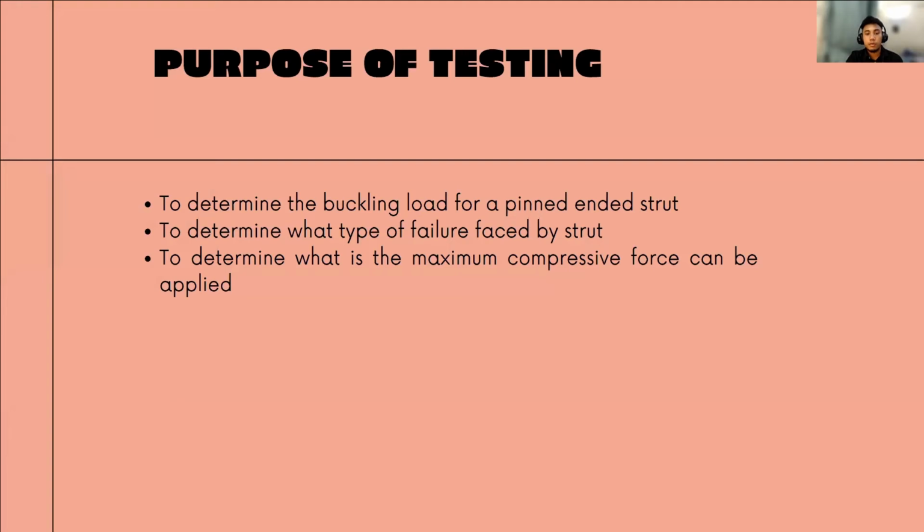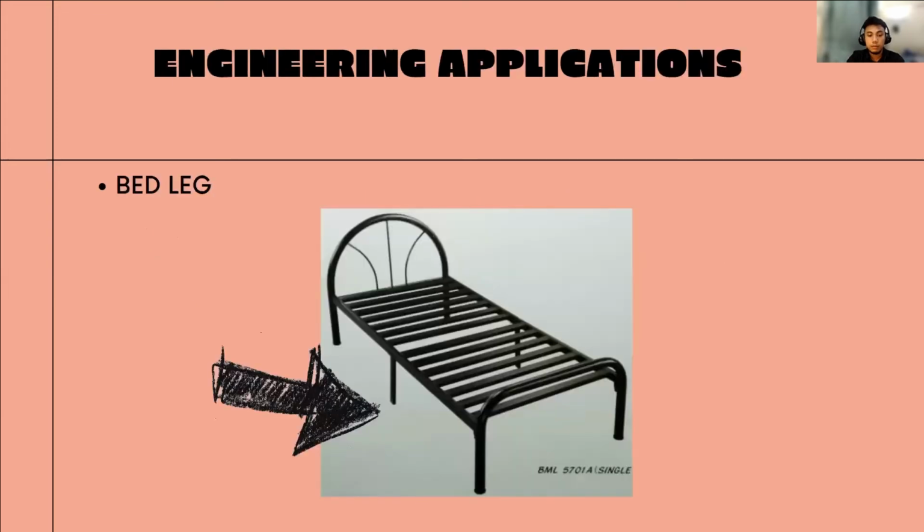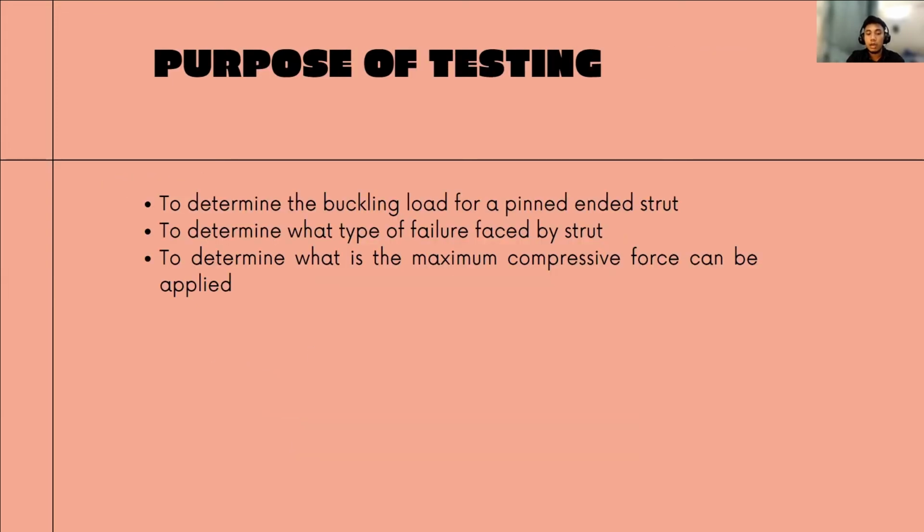Next, the purpose of the testing: firstly, to determine the buckling load for a pin-ended strut. Next, to determine what type of failure is faced by the strut. It can be determined by comparing the value of critical stress and the value of yield stress. The buckling will occur when the critical stress value is higher than the yield stress value. The last one is to determine the maximum compressive force that can be applied. The maximum compressive force that can be applied will depend on the P critical. Once the compressive force is higher than P critical, the buckling will occur.